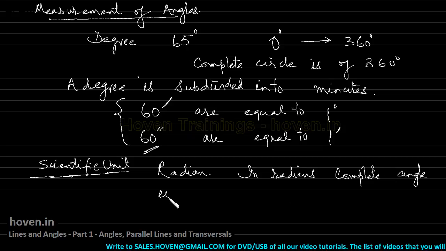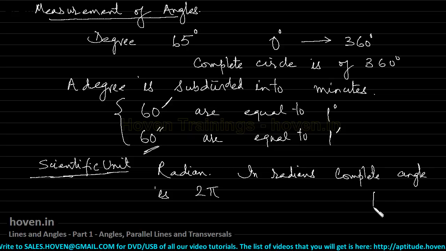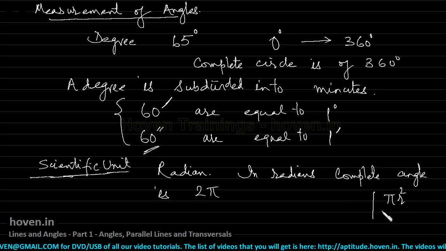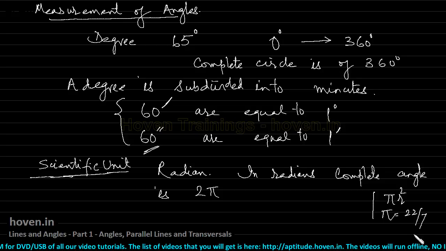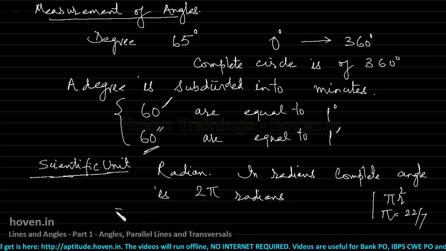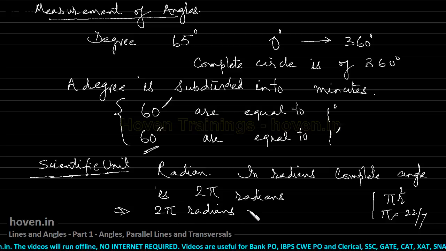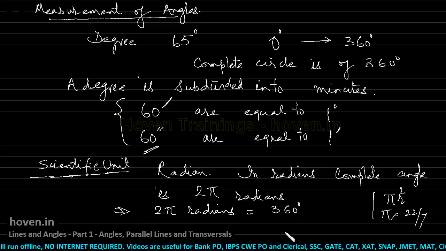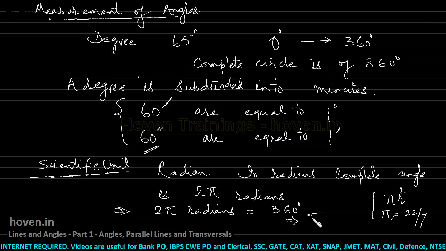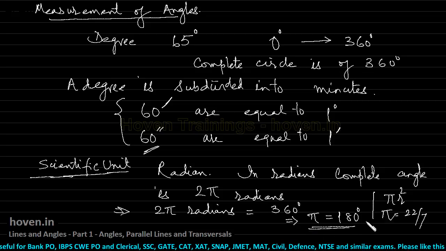complete angle is 2 pi, where pi is the same pi we know for the circle, pi r square, that is, it is 22 by 7. I will not go into all the details of what pi is, but I would say that in radians, complete angle is of 2 pi radians, which implies 2 pi radians are same as 360 degrees, or 1 pi is same as 180 degrees. You should remember this relationship.